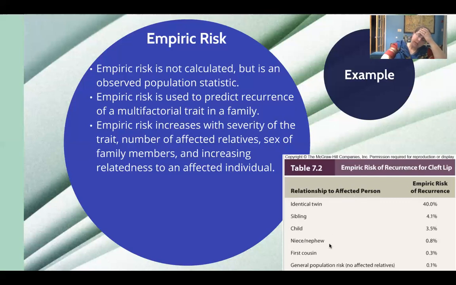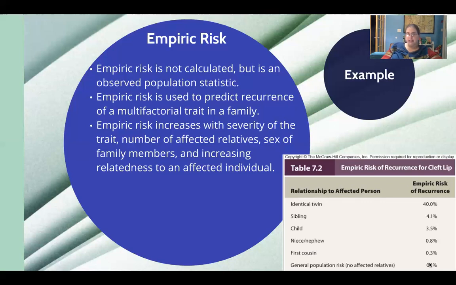So if they're the niece or nephew of someone with a cleft lip, they have a 0.8% chance of getting it. If they are a first cousin of someone who has a cleft lip, then they have a 0.3% chance of developing it. And general population risk, meaning that no one in their family history, no known relatives, have a cleft lip, there's only a 0.1% chance of them developing it.